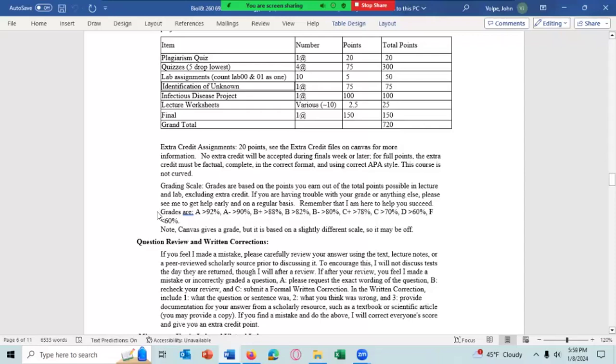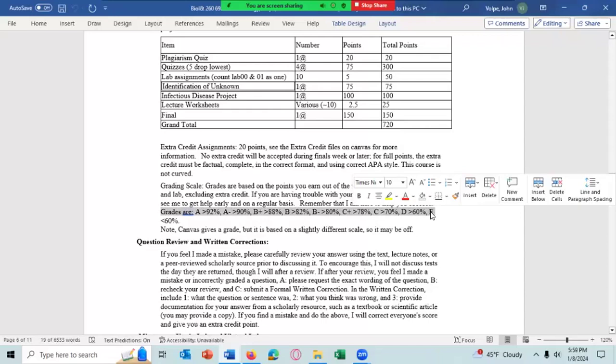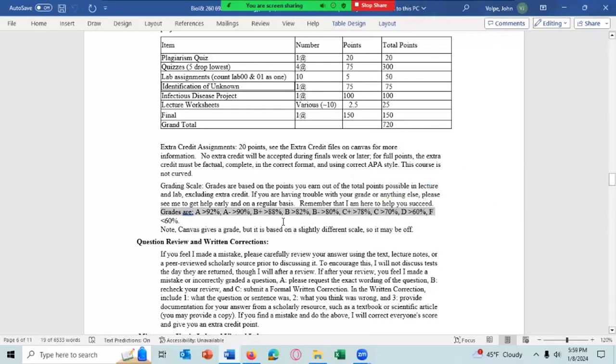Note that Canvas does have a grading scale which differs from this, so the letter grade you see in Canvas may be slightly incorrect, but I'll use this grading scale. Any questions about that?